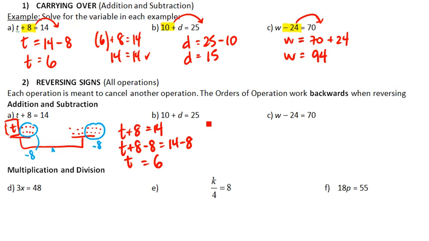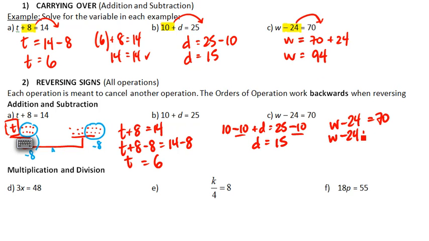We can do the same with the other operations, and notice that we will still get the same answers. So in this case, 10 minus 10 plus d equals 25 minus the 10 that we had to put on. 10 minus 10 is 0, d equals 15. In this one, w minus 24 equals 70. To cancel that out, we have to add 24 to both sides, so that it'll balance out in the end. w equals 94. We get the same answers both times.